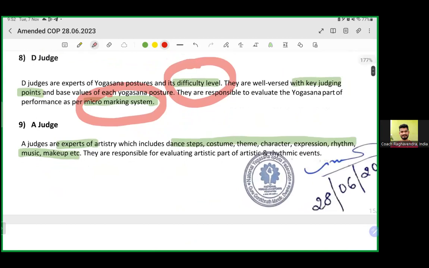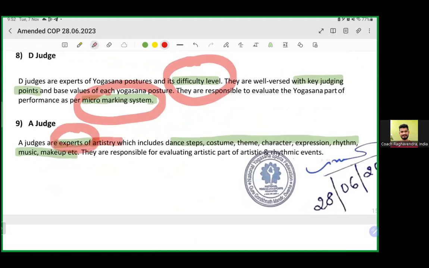Artistic judges are experts of artistry, which includes dance steps, costume, theme, character, expression, rhythm, music, makeup, etc. Artistic judges have the knowledge about all these things based on the particular athlete's performance. Dance steps, the expression, theme, character, rhythm, and the steps. Based on all these things, the artistic judge is going to give marks to these artistic events.